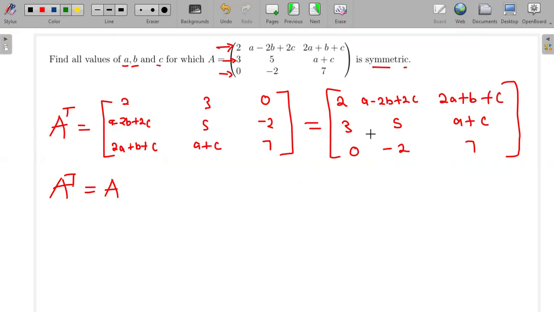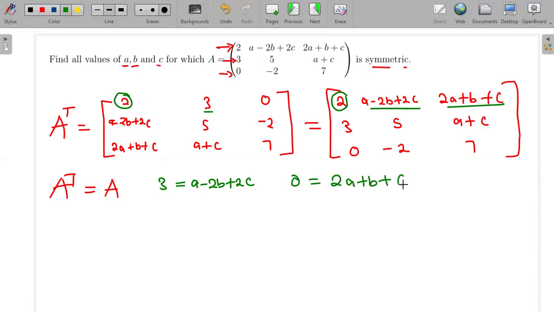These now are equal matrices. We said in the definition of equal matrices that if matrices are equal, then all their entries or all the elements in those matrices are equal. So these two will be equal to these two, at the same position. This 3 here will be equal to everything that is there. So that will be our first equation: 3 is equal to A minus 2B plus 2C. This 0 will be equal to whatever is there, so 0 is equal to 2A plus B plus C.